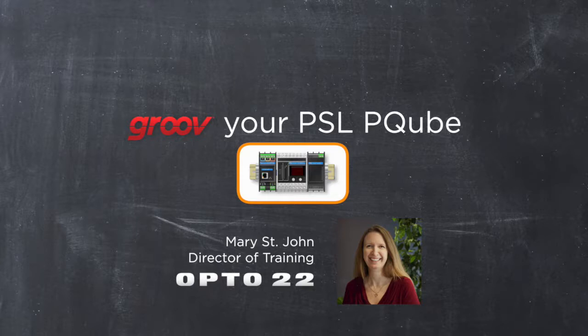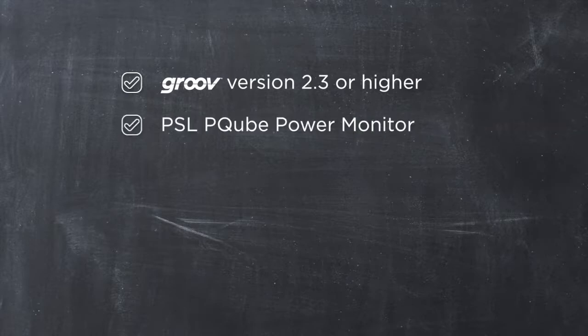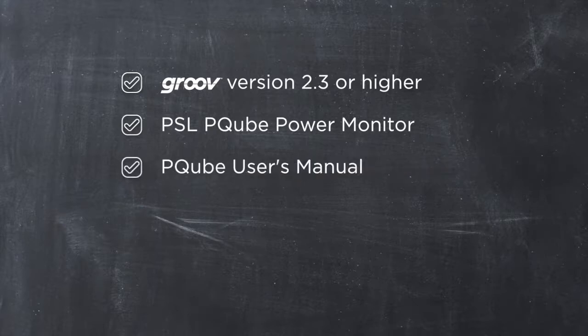Hi, in this Groov workshop, we're going to look at how to connect Groov directly to a PQube Modbus TCP slave device and build a mobile page for it so I can monitor and control it with a mobile device. We'll need Groov 2.3 or higher, either in your Groov Box or Groov Server for Windows, a PSL PQube Power Monitor, the PQube User's Manual for your device and tag configuration settings.